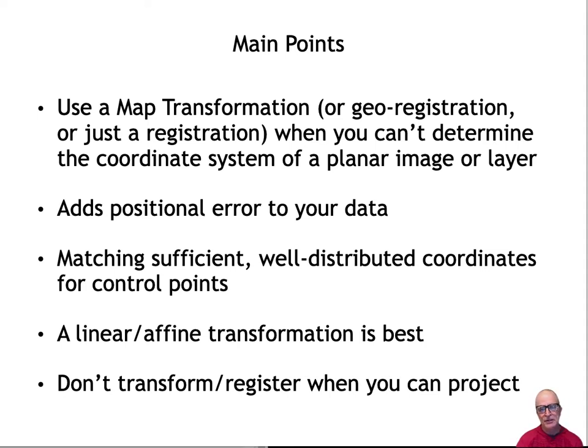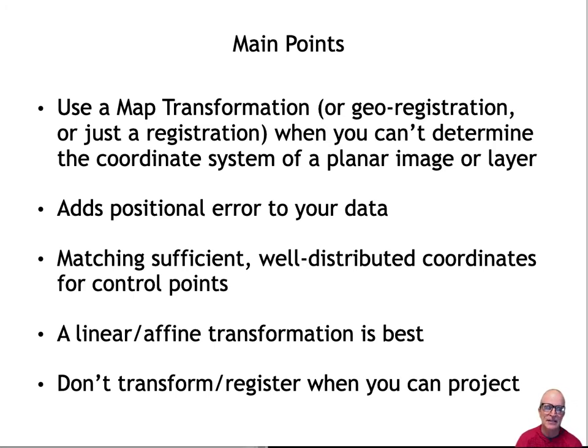Basically, we match a sufficient, well-distributed set of coordinates. So how many are sufficient? 10 or 12, you should strive for 20 or 30. Beyond 20, you start to get a lot of diminishing returns. That they be well distributed is more important. That is, evenly distributed around the image or the registration area as much as possible.